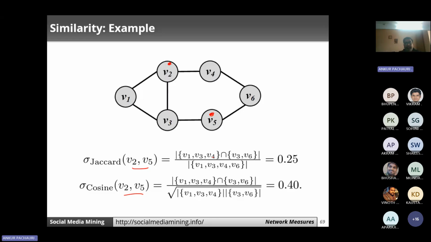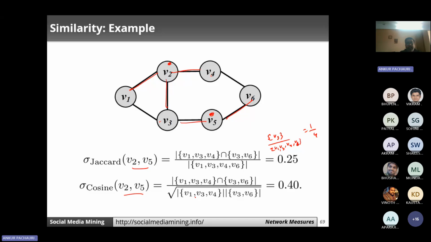So the intersection is V3, divided by the union of all those: 1, 2, 3, 4. These are the neighbors of V2 and these are the neighbors of V5: V1, V3, V4, V6. So one by four equals 0.25.